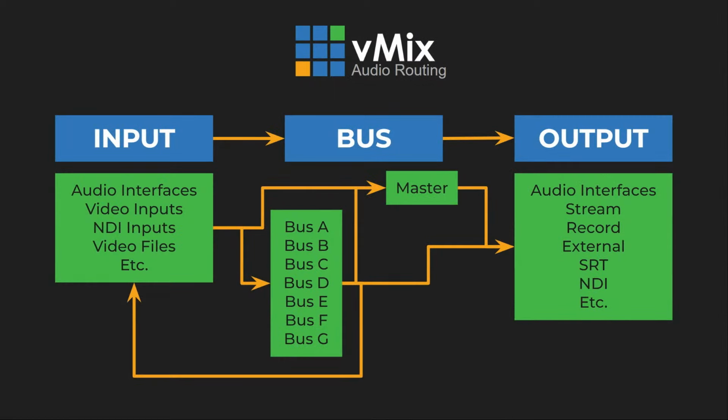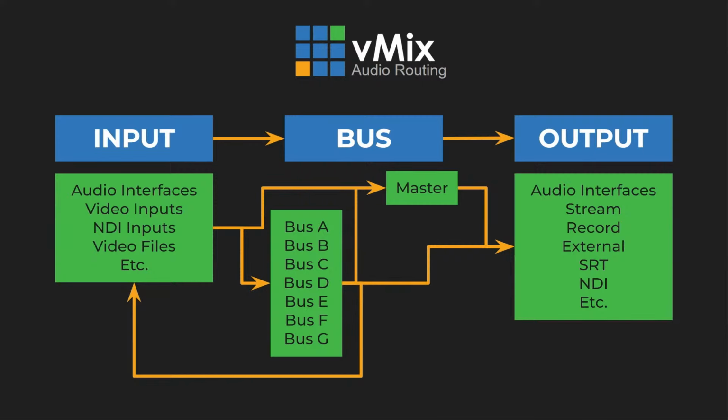Do you have anything you wanted to show before we jump into the questions? I wanted to show basically a rundown of what the vMix audio structure is. For vMix, there's basically inputs, buses, and outputs, and how those all work is not a straight line. You can see your inputs are your audio interfaces, a video that has sound, an NDI input, or a video input, like a camera that has audio with it.